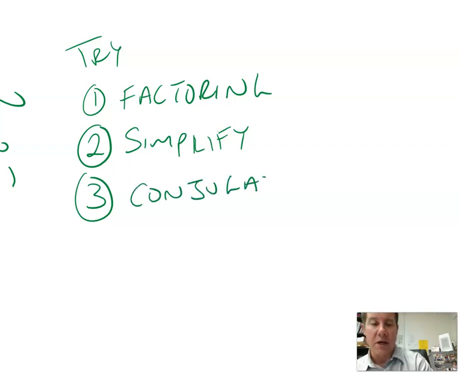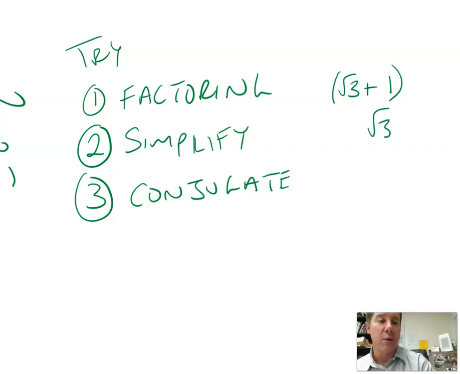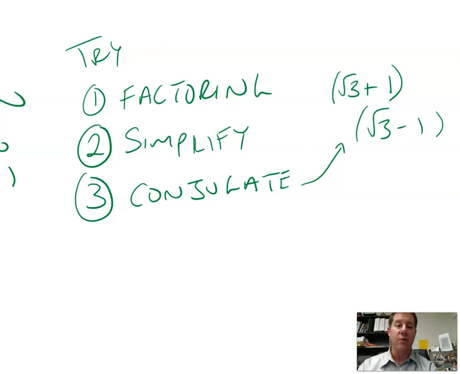Okay, if you don't know what the conjugate is, remember that if I have root 3 plus 1, the conjugate of that would be root 3 minus 1. We just switched that sign on the inside. Those two things are conjugates. Okay? Conjugates, right there. But those are 3 of the most common algebraic things that we're going to use to try to do that.